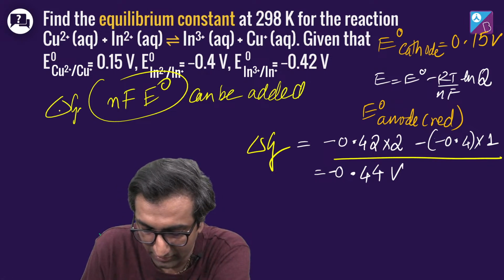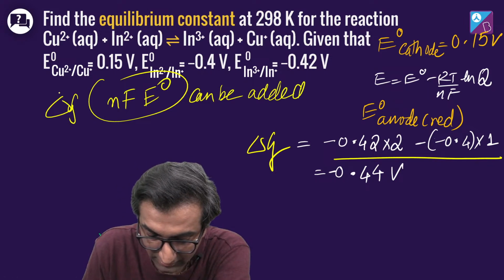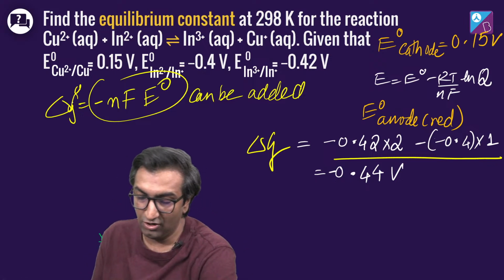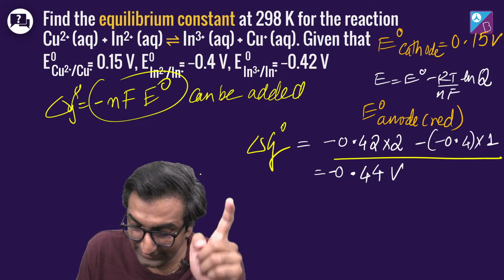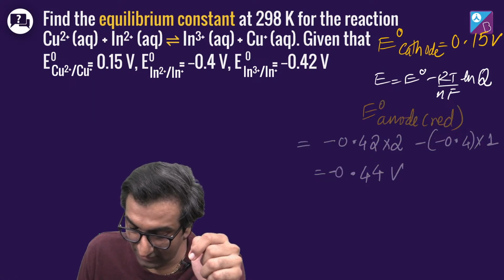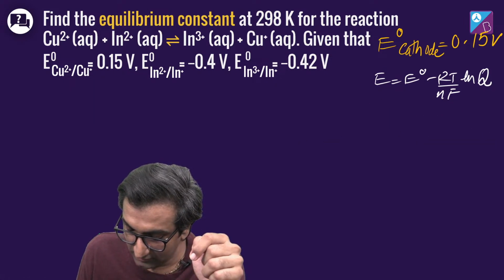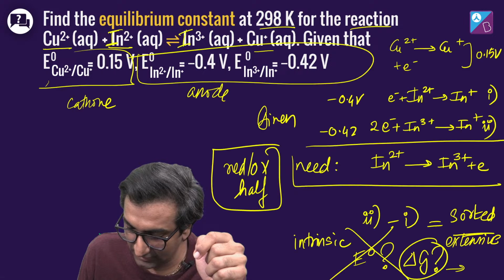Because this is delta G naught. Specifically, delta G naught is equal to negative nF E naught. Okay? So delta G naught of which reaction? Which reaction am I talking about? Let's go back here. Reaction 3, right? This is the third reaction.